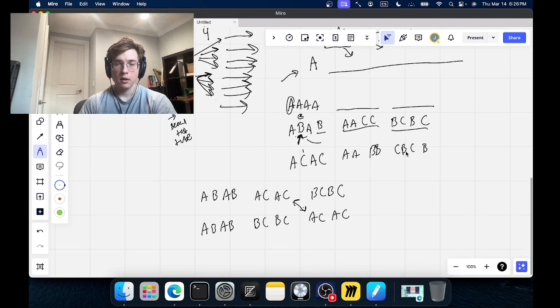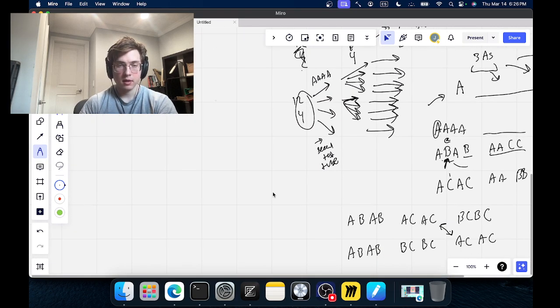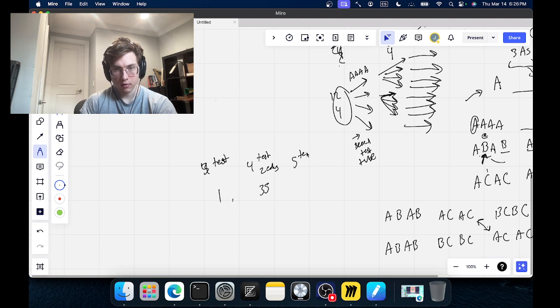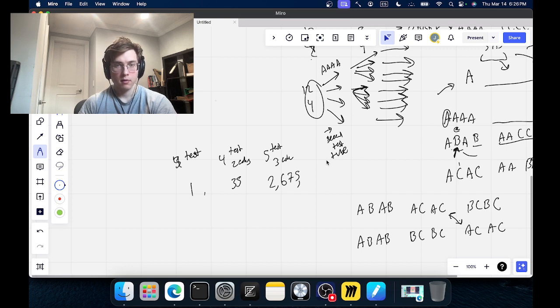So the numbers I got with my incorrect solution are 1 when there's 3 test tubes and 1 color, so there's only one way to do this. But then when there's 4 test tubes and 2 colors, then there's 35. And then when there's 5 test tubes and 3 colors, then it's something like 2,675,000 or something. And then 6 test tubes is way more than 10 million. But I'm gonna have to revise this.